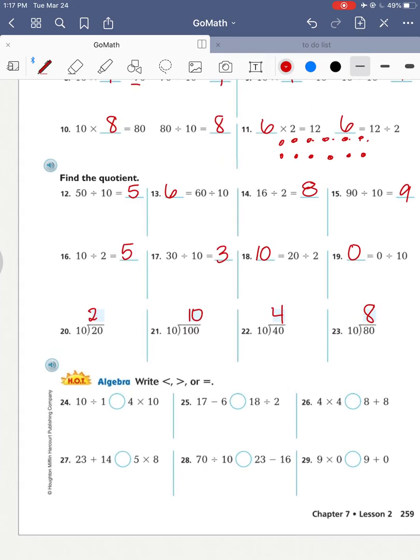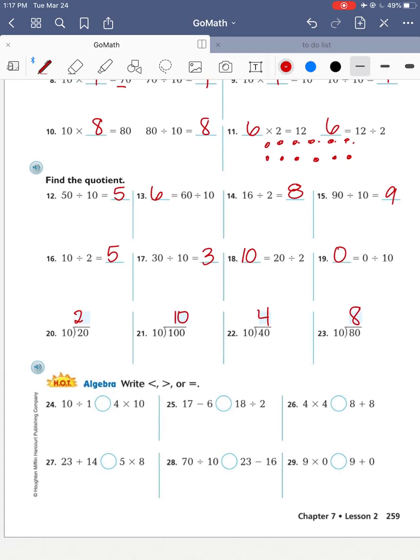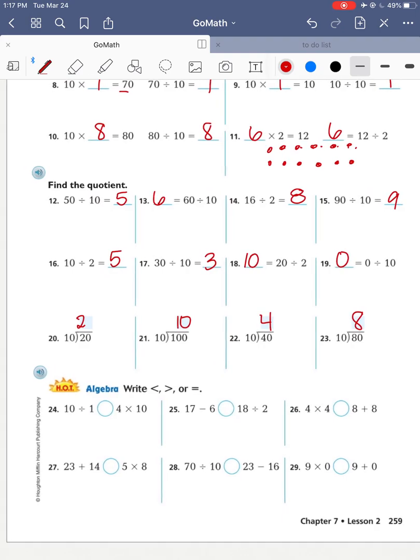Okay? Now for these algebra ones, you'd have to do both sides and decide which side's bigger. So answer both problems. So 10 divided by 1 is 10. 40 times 10 is 40. So which one's greater? The second one. 40 is bigger than 10. So 10 is less than 40.